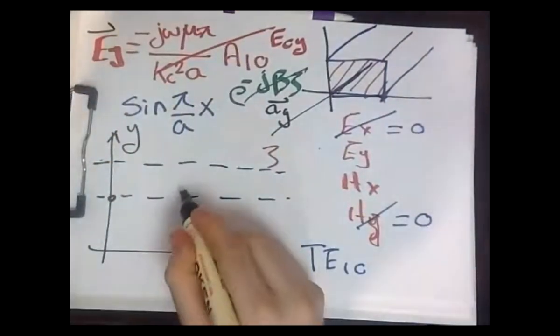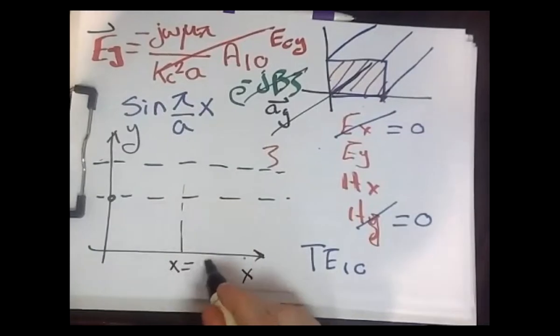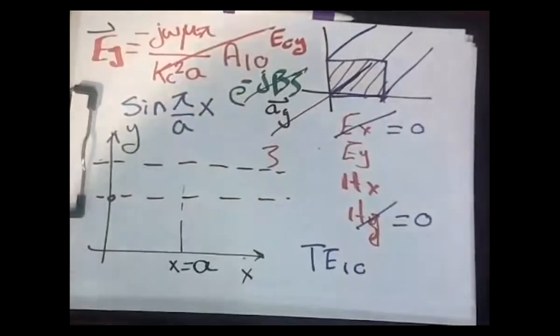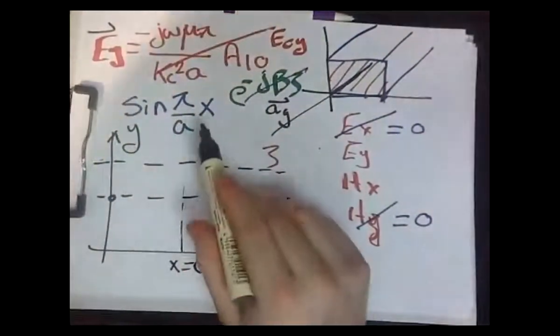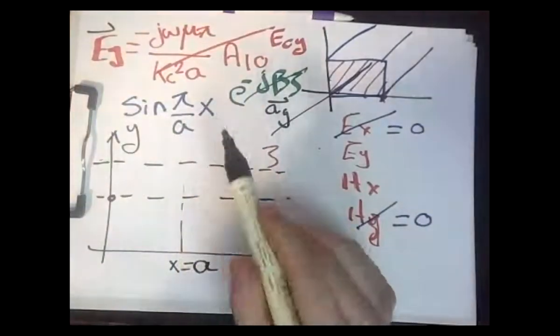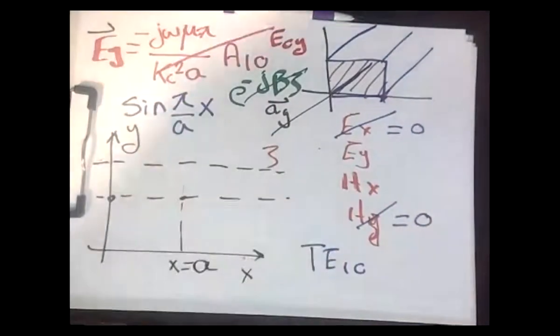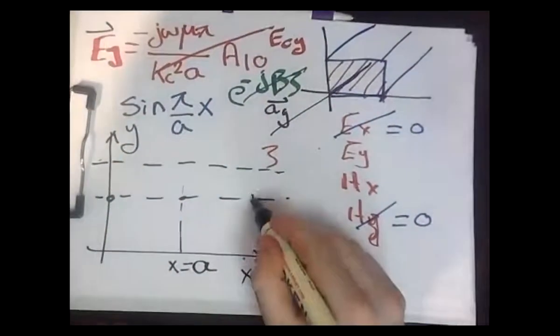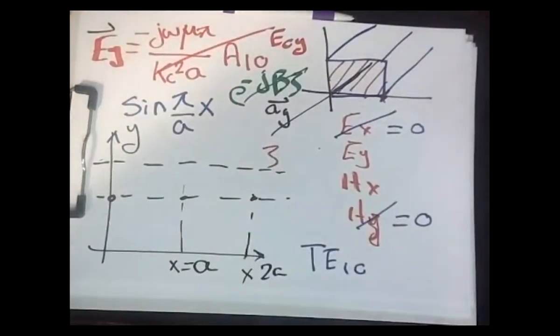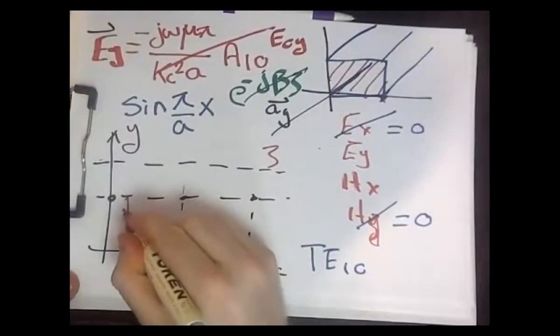Until you reach the value x equal a. At x equal a, the function should return back to 0, because pi over a times a cancels with a, and then sine pi is equal to 0. So this is your first zero, until you reach the value 2a, where you have the second zero. What will happen in between is that you will have a sinusoidal signal in the x direction, something like that.